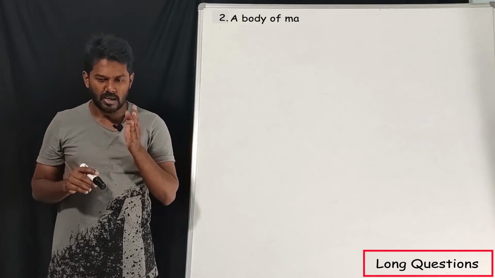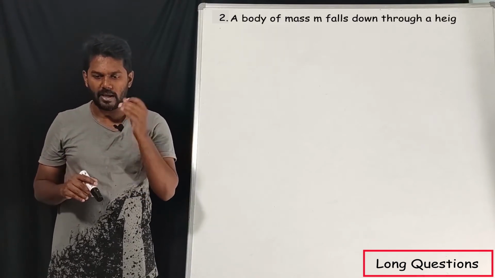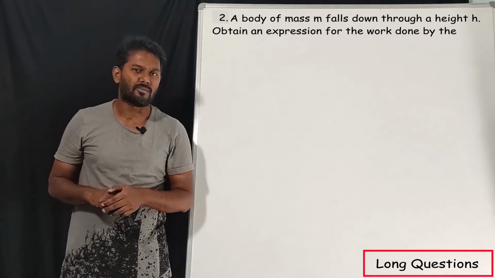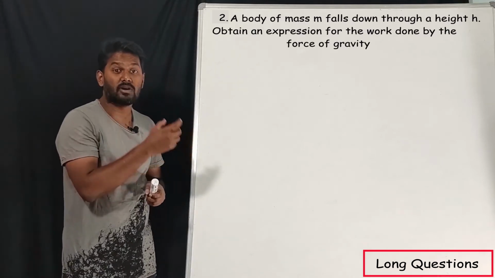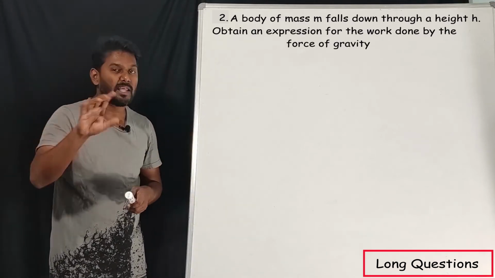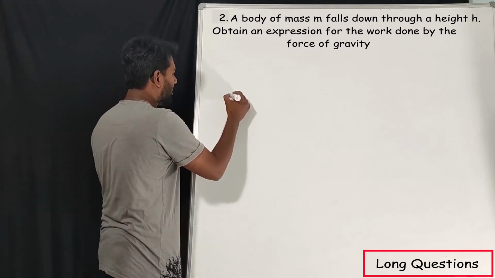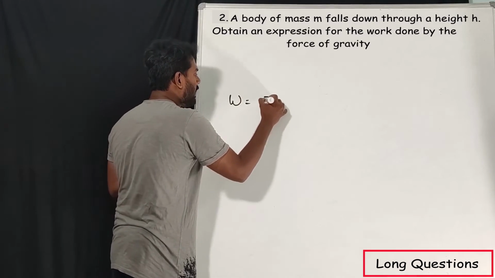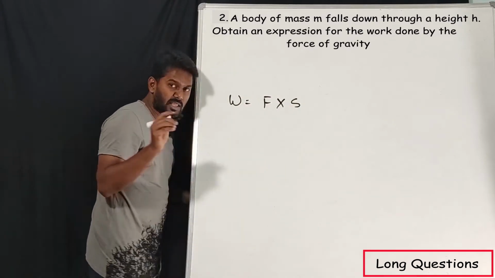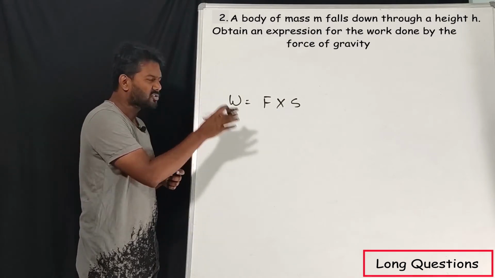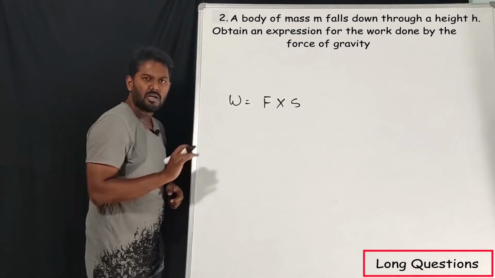A body of mass m falls down through a height h. Obtain an expression for the work done by the force of gravity. Here they are not asking for an expression. You have to derive the expression and it is very easy. So we are talking about work done, correct? Work done is equal to F into S. In the exam, don't write the short forms, use the full form. Now just to save the time, we are writing in the shortest form.